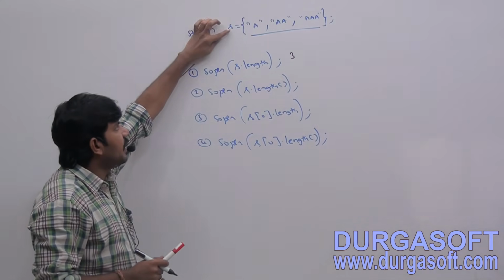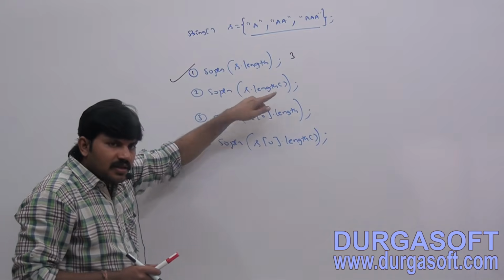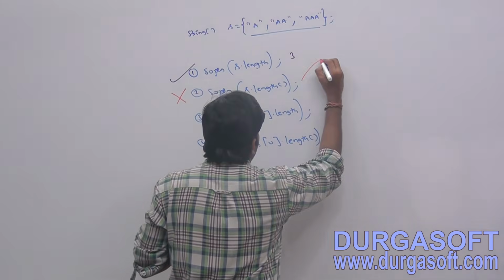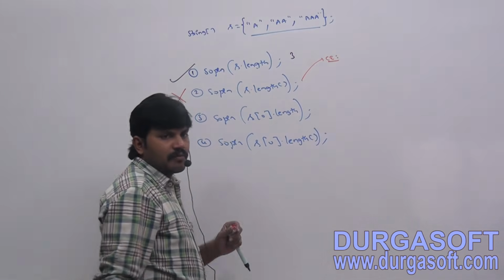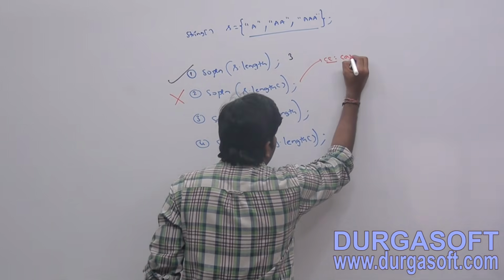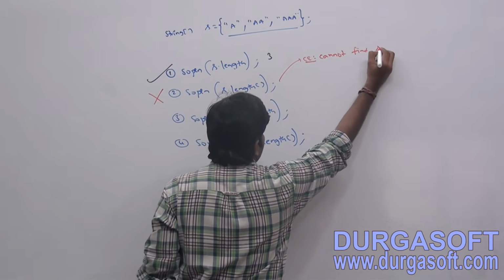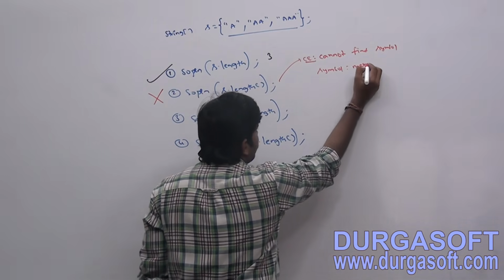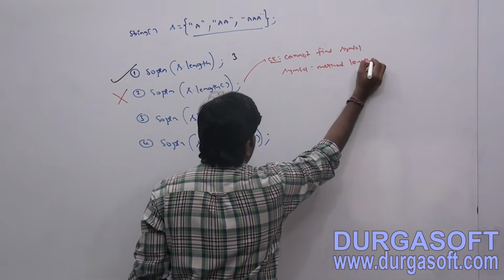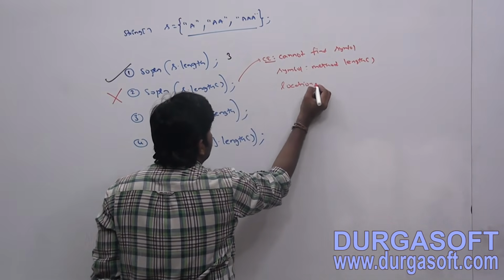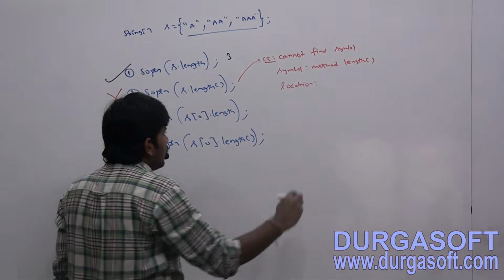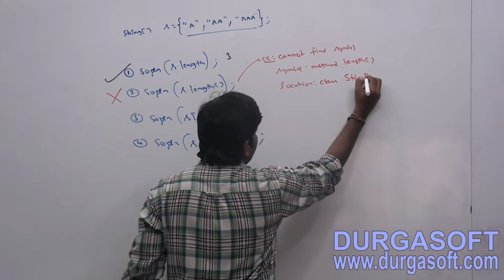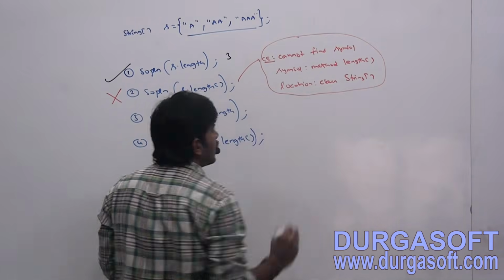S is an array. For the array, is the length method applicable? Not applicable. Immediately we get a compile time error: cannot find symbol. Which symbol? Method length, in which location? Class string array. For the string array class, the length method is not applicable.